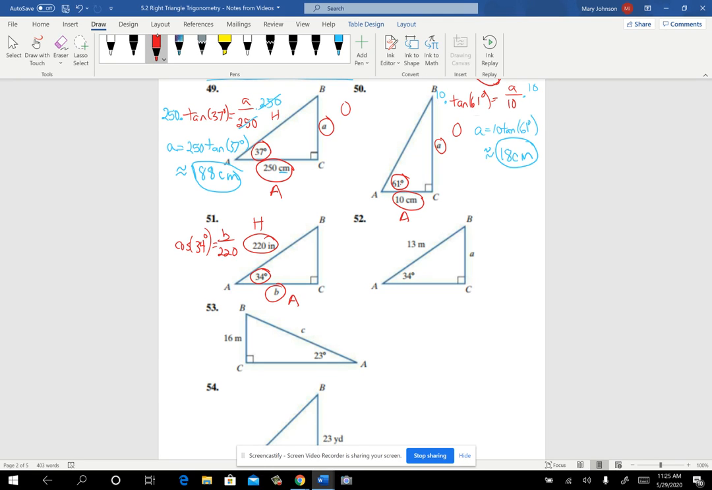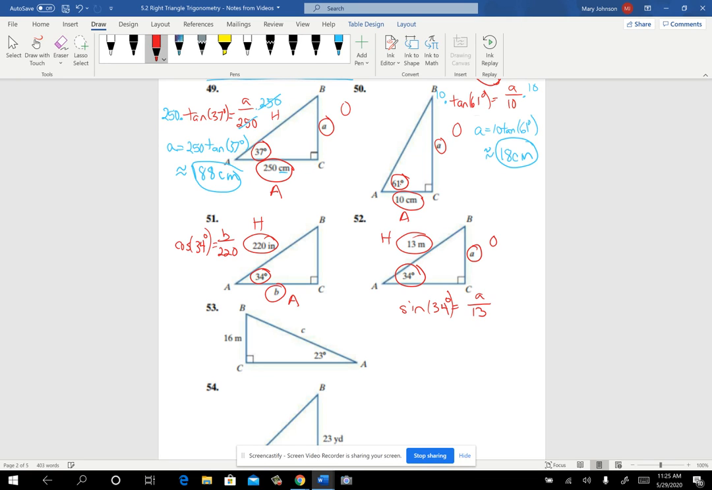All right, now this one also had the 34-degree angle, but then it gave us this side over here, which is really the side opposite, and then this is the hypotenuse because it's opposite the right angle. So for 52, you're going to need sine. So it'd be the sine of 34 equals A over 13, and that's 34 degrees.